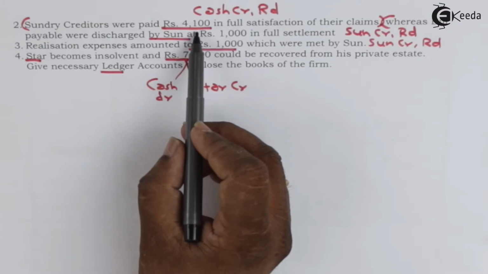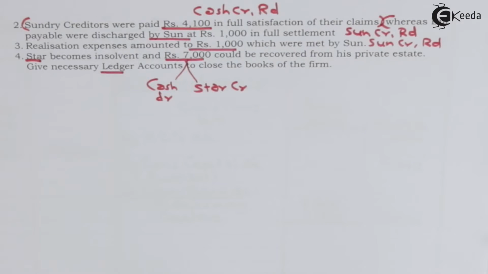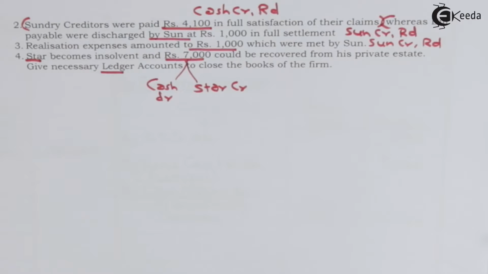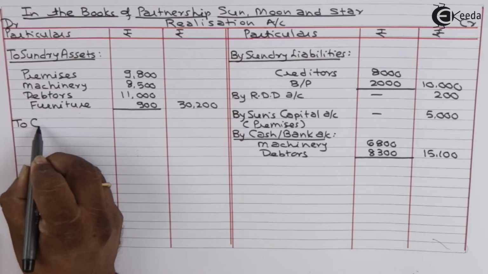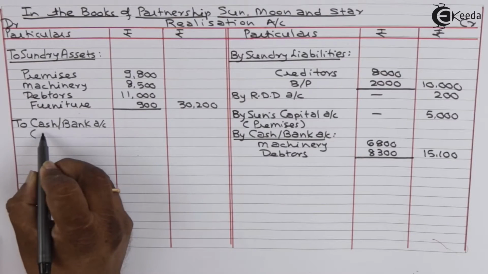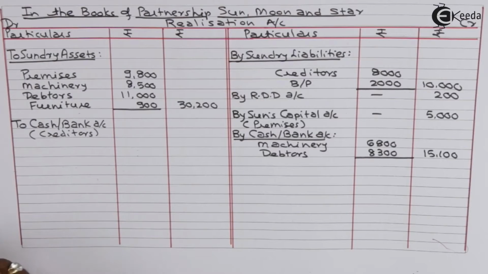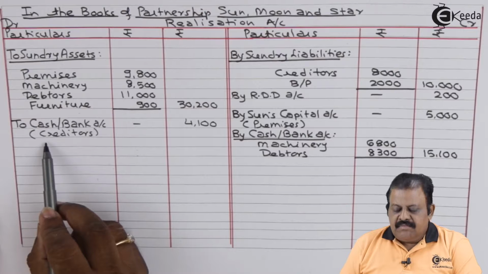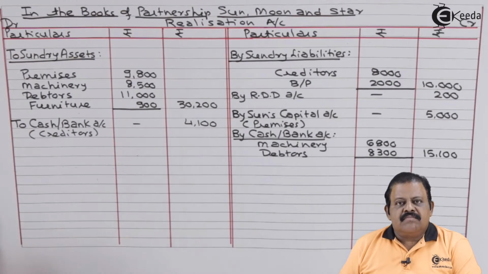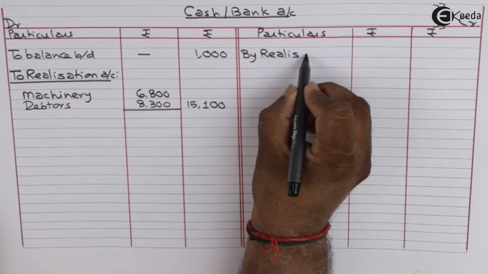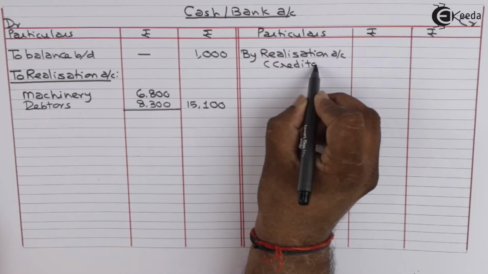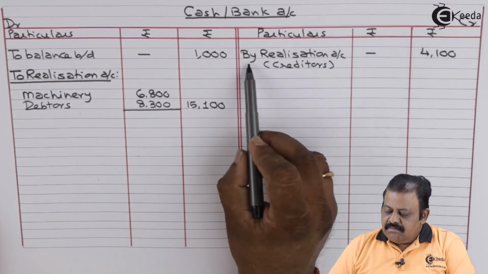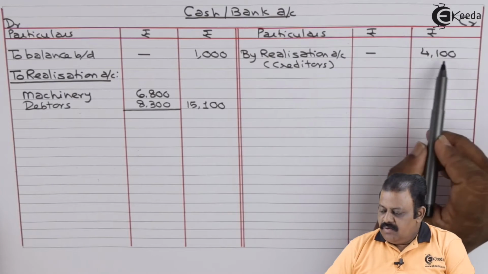Sundry creditors were paid rupees 4,100 in full satisfaction of their claims. This will be credited to cash bank account and debited to realization account. Realization account debit to cash bank, creditors settled 4,100. Cash bank account credit side, by realization account for creditors paid 4,100.